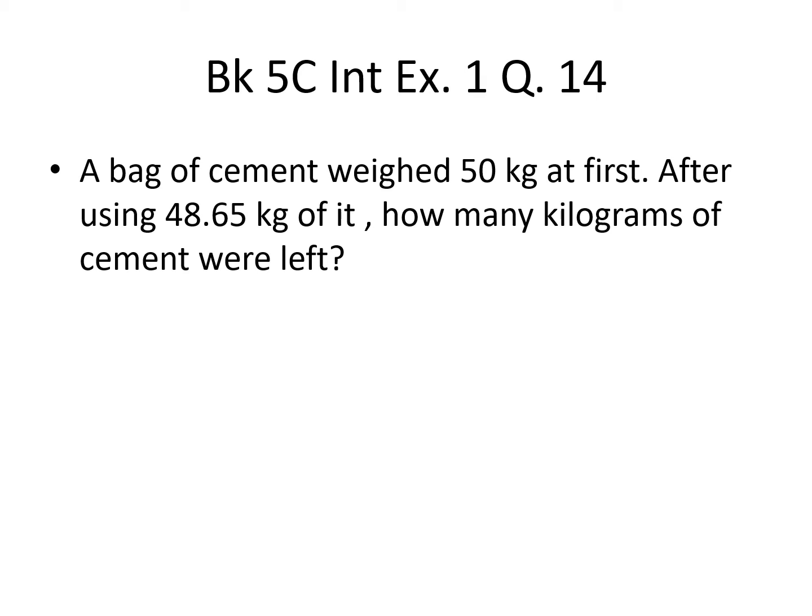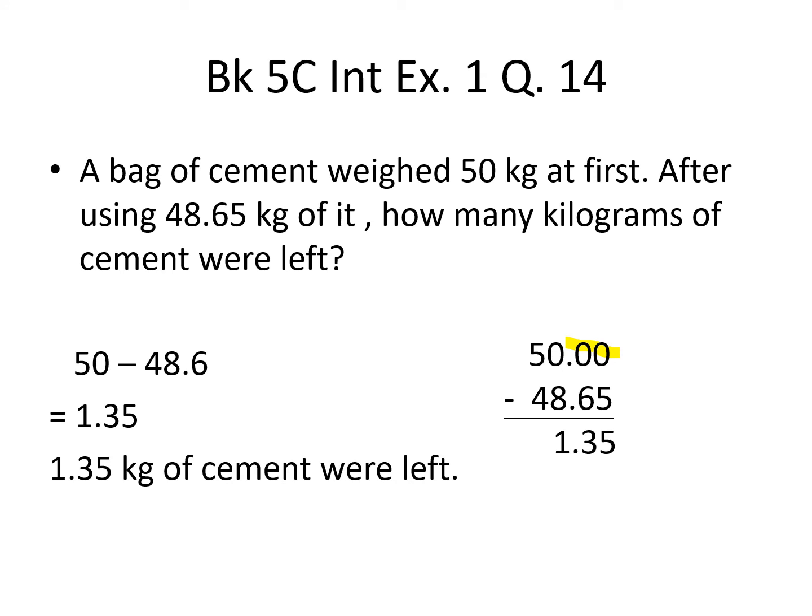Question 14. A bag of cement weighed 50 kg at first. After using 48.65 kg of it, how many kilograms of cement were left? So originally we have 50 kg. After using 48.65, that means we need to use some subtraction. Then we can find the remaining amount of cement. So 50 minus 48.65. For the column form, this time we need to add 2 zeros in the decimal parts. And be careful when you do the borrowing. So the answer is 1.35. 1.35 kg of cement were left.